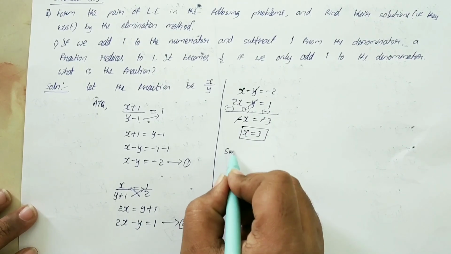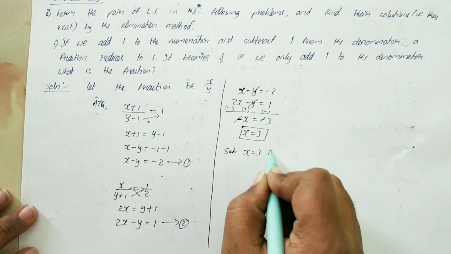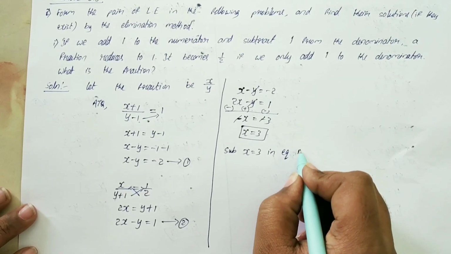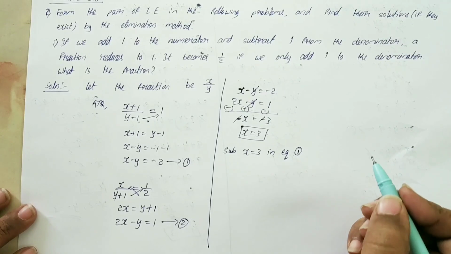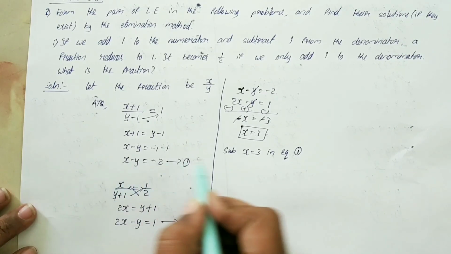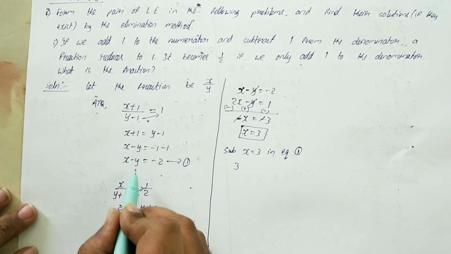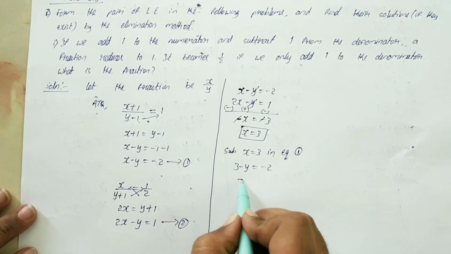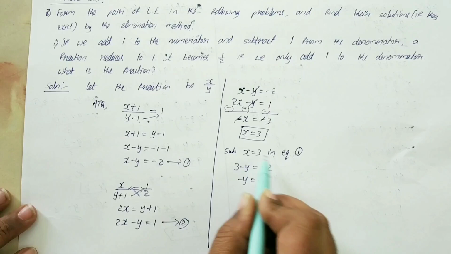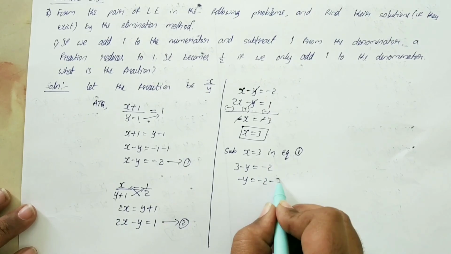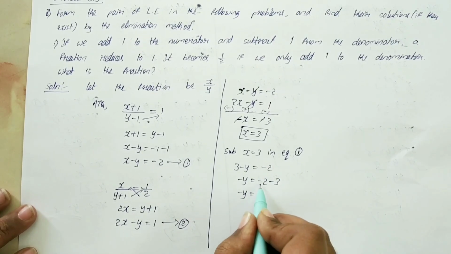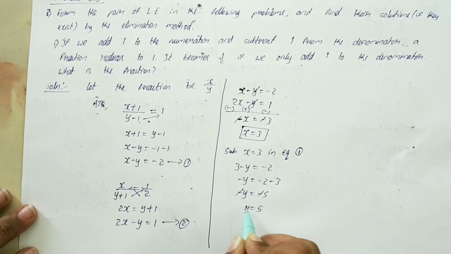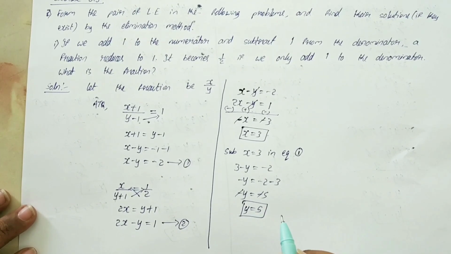Now if we substitute x is equal to 3 in any one of the equations, either equation 1 or equation 2, I will substitute x is equal to 3 in equation 1. In place of x, I will substitute the value 3, and minus y as it is is equal to minus 2, right? If I shift plus 3 to the RHS, it will become minus 3. Now minus y is equal to minus 2 minus 3, that is minus 5. Minus minus cancel, so y is equal to 5. So this is our y value.